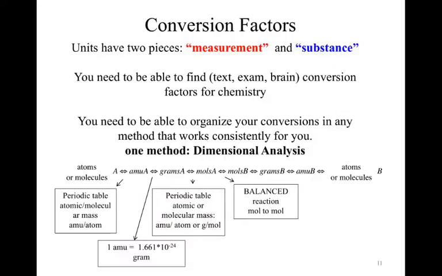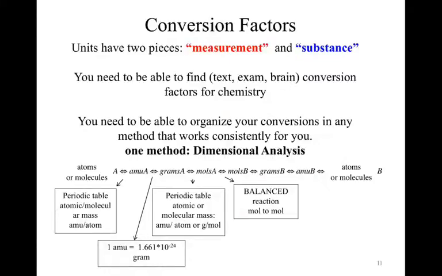Well, how do you manipulate them? We need to be sure we're using our units, which is what we talked about in that last unit. We have to have our measurement and the substance. You need to then be able to find the conversion factors, which involves going to your textbook, going to the exam, or using your brain because you've memorized it. You need to be able to manipulate those in some organized fashion.